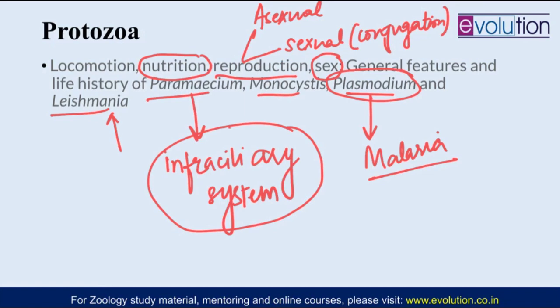Leishmania is a flagellate, causes Kala Azar, and there are two stages in the life cycle. And you have to study the different types of leishmaniasis, which are visceral, cutaneous, and mucocutaneous leishmaniasis. So that has to be dealt with in detail.